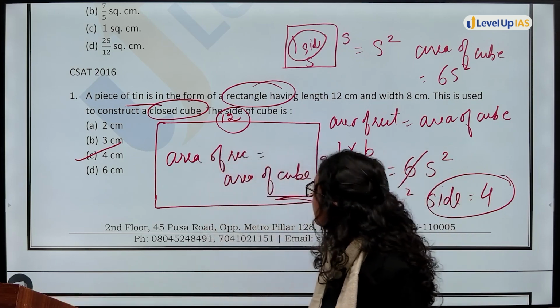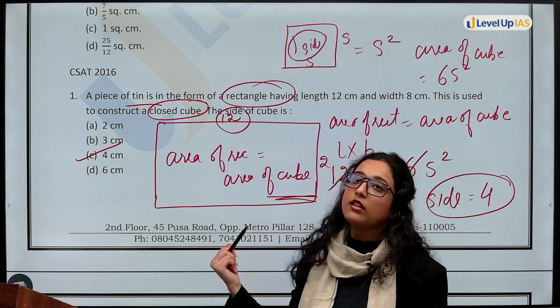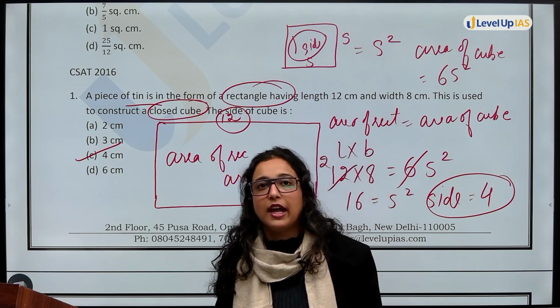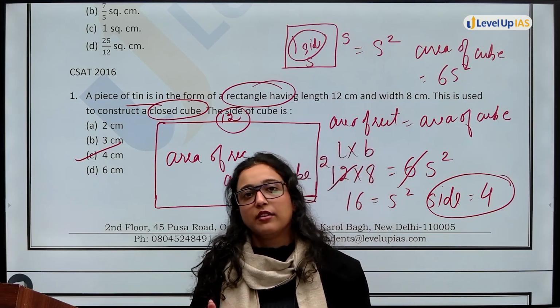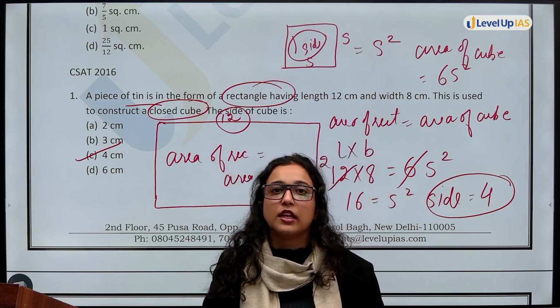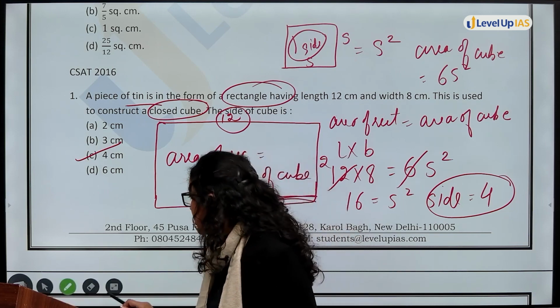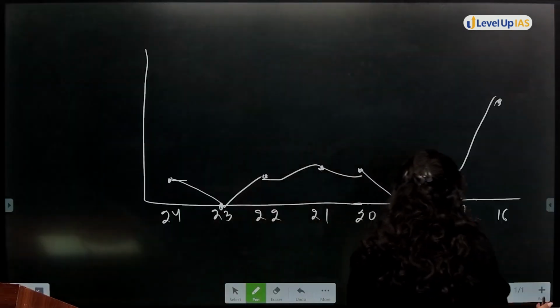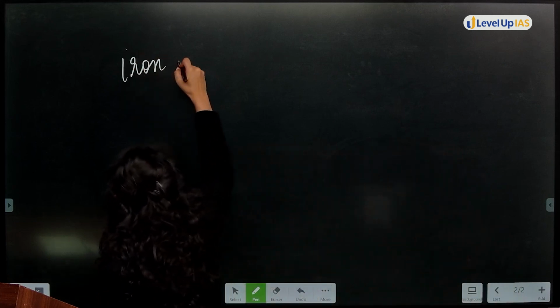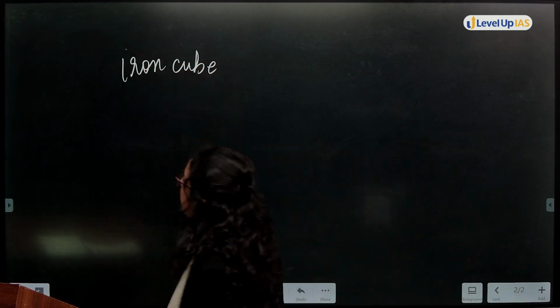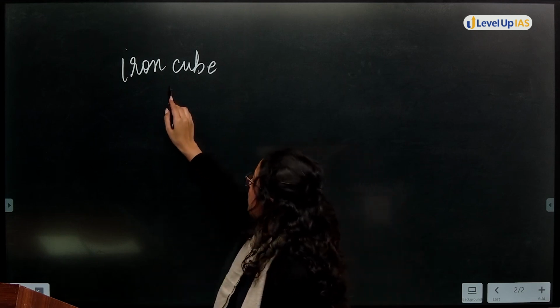Again, you can see that here still the concept of geometry and concept of area, and if you have a sheet, if you fold it, then the same will be formed. Okay, there is one more question. Let's say you have an iron cube. Okay, one iron cube.